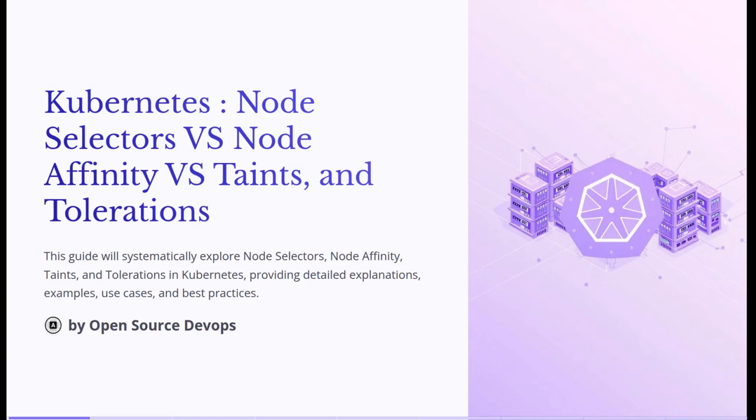So it's not just about matching labels and tolerating taints. It's also about making sure each pod has enough room to breathe. What happens if a node is overbooked, though? Like, what if the pods on a node are requesting more resources than it actually has available?